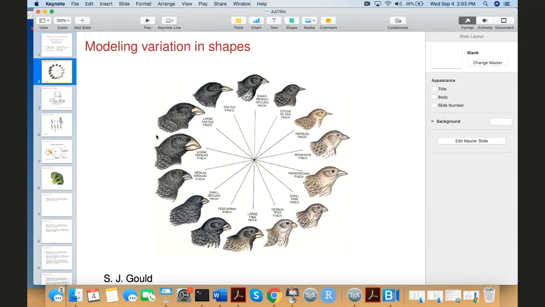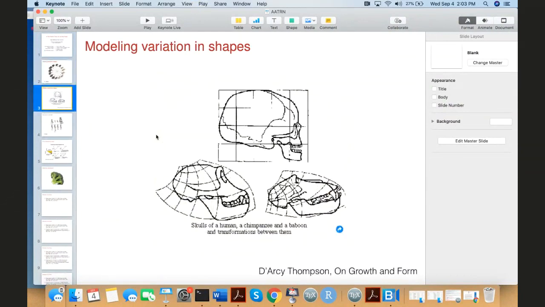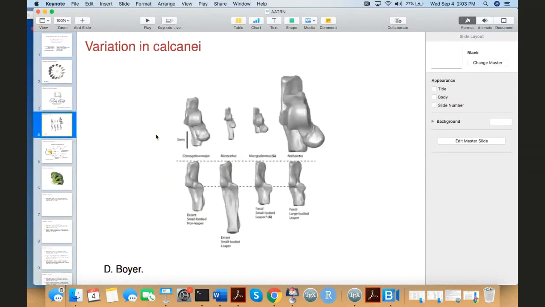And here is a classic example. These are beaks from Darwin's finches. Again, another person early on thinking a lot about this was Darcy Thompson and his classic text on growth and form. One of the data sets I'm going to talk about today is work with something one of my colleagues here at Duke, Doug Boyer, collected, and this is a collection of heel bones across various extinct and extant species.